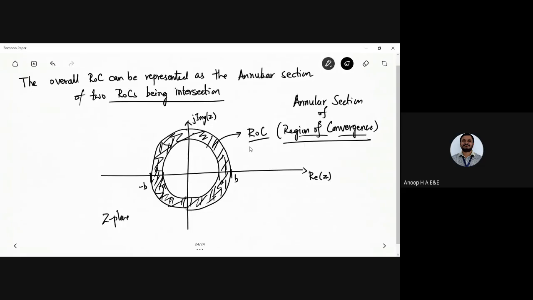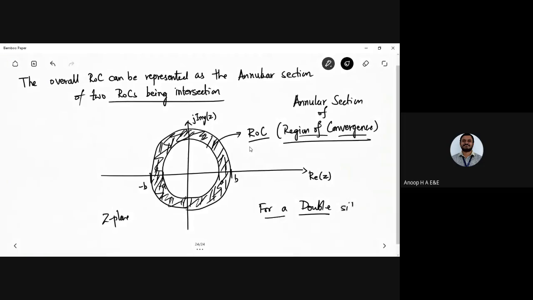So this is how I can tell about the region of convergence, which is nothing but the annular section of the region of convergence of two different signals being added together. That is nothing but the double-sided sequence. For a double-sided sequence, in problems where integers are given for a and b, you can take it and draw the conclusion that for a double-sided sequence, the ROC is the annular section.